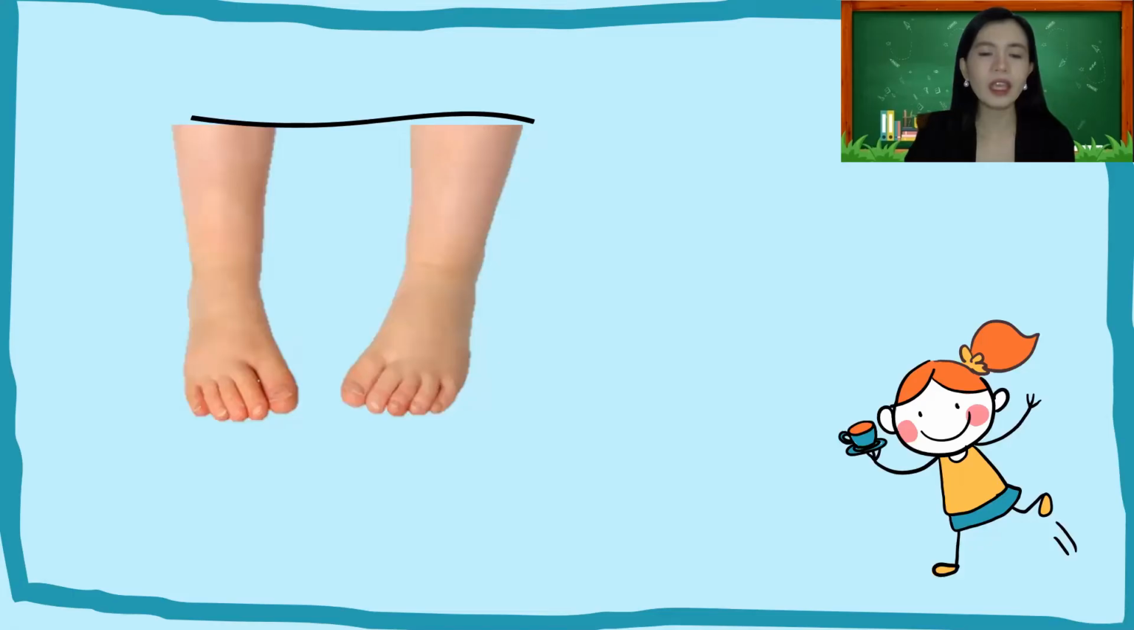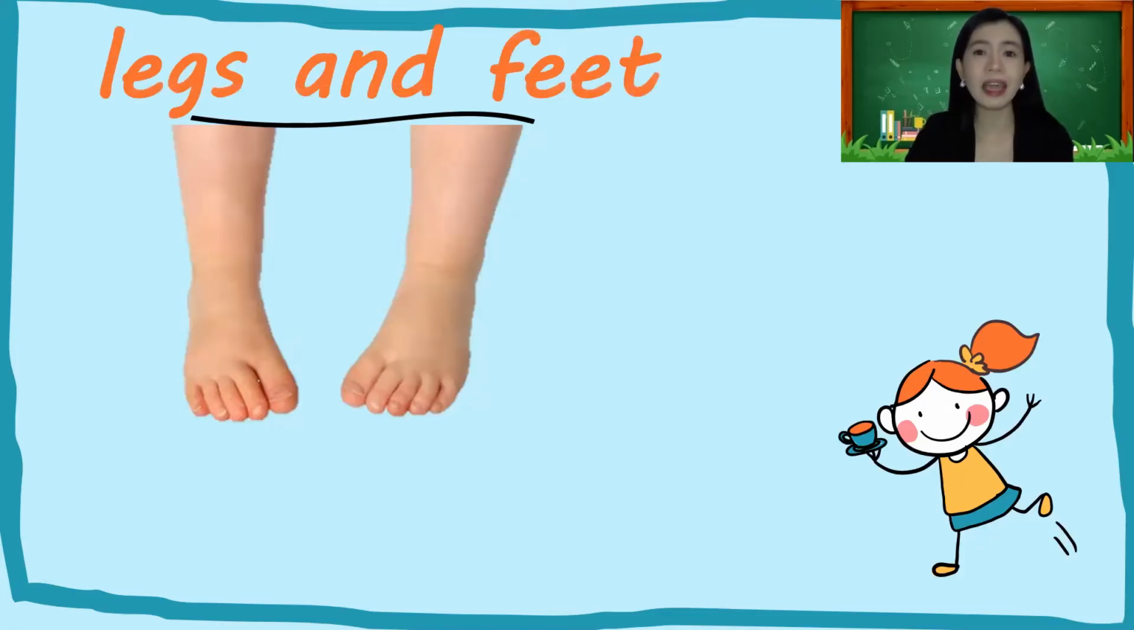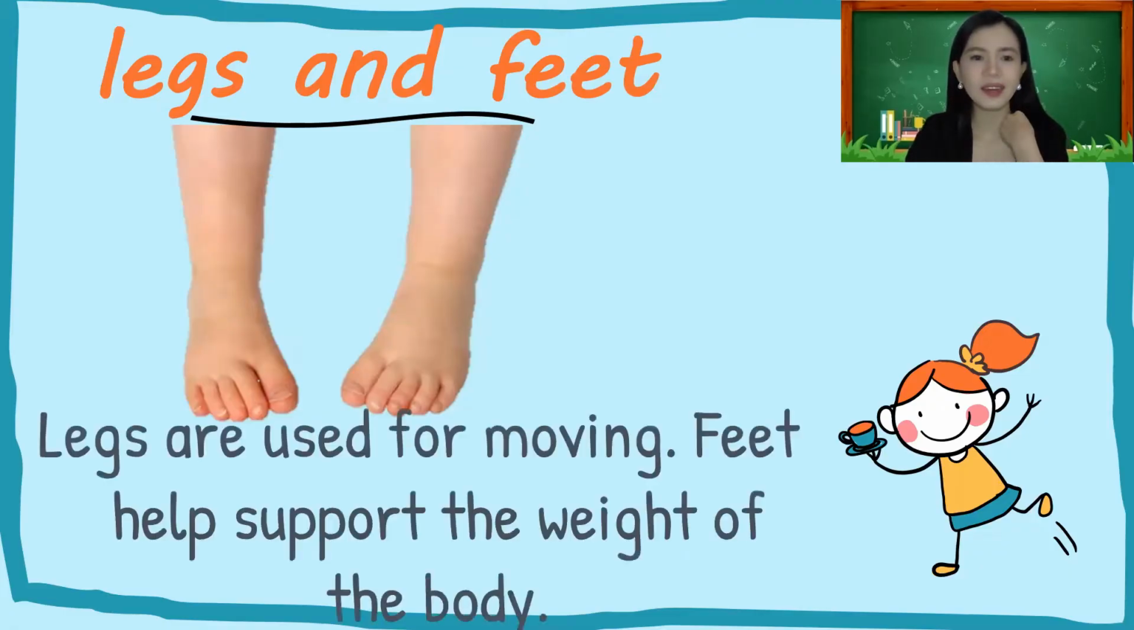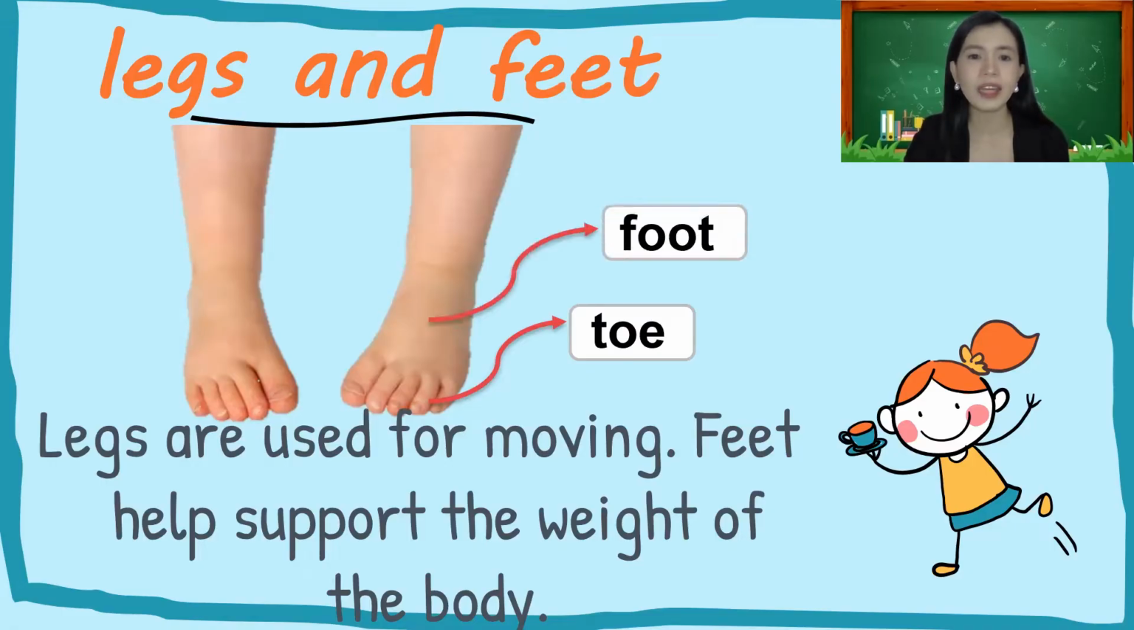Okay. And also, we have legs and feet. How many legs do we have? We have 2 legs. How many feet do we have? We have 2 feet. Legs are used for moving. Feet help support the weight of the body. So our legs and feet work together. This is called toe. The fingers of your feet are called toes. And now this is the foot. Foot holds our toes. So those are the outer parts.